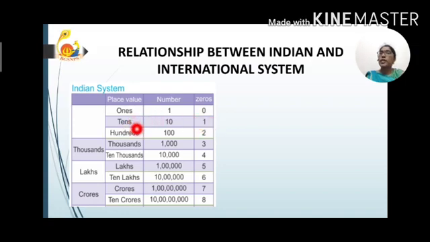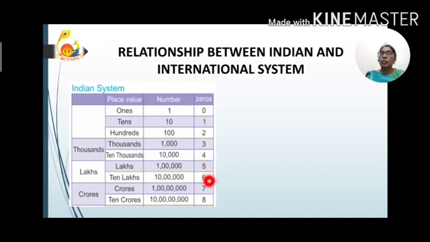So here ones place, value will be 1, number of zeros will be 0. Tens place, value will be 10, number of zeros will be 1. Hundreds place, value will be 100, number of zeros will be 2. Thousands place, value will be 1000, number of zeros will be 3. 10,000s place, value will be 10,000, number of zeros will be 4. Lakh, value will be 1 lakh, number of zeros will be 5.